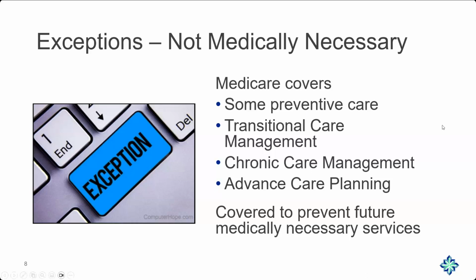Okay. The other three listed here are transition care, chronic care management, and advanced care planning. And again, CMS does indicate that these are covered items and services, though you may argue they're not medically necessary. But what they're doing is trying to prevent that future care, that future expensive care or items that could eventually be avoided by utilizing these services.